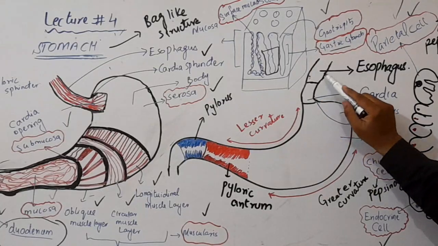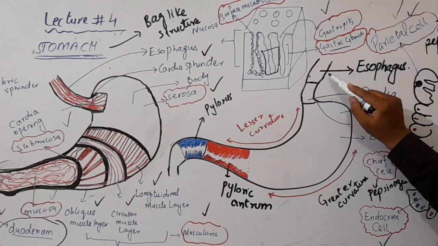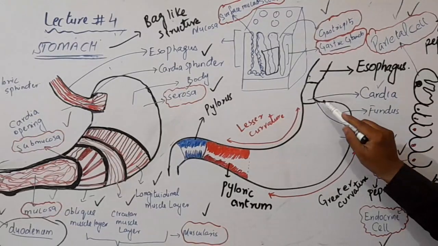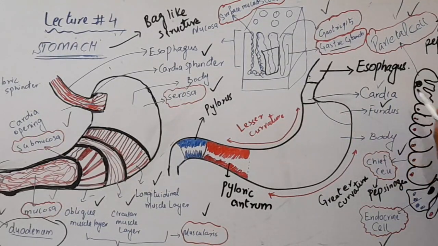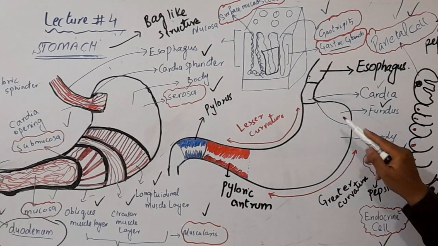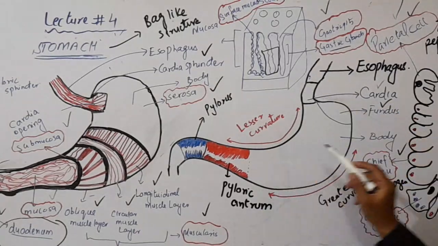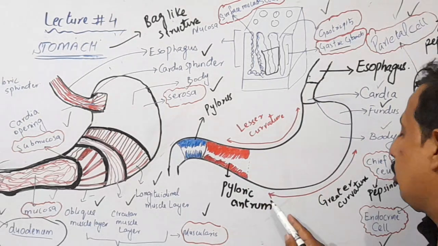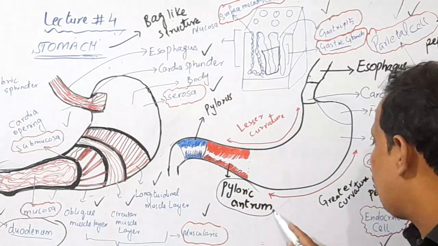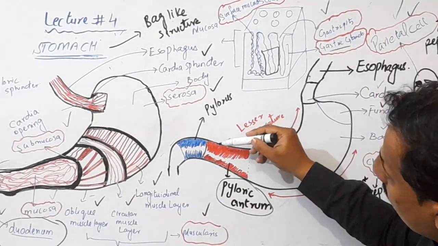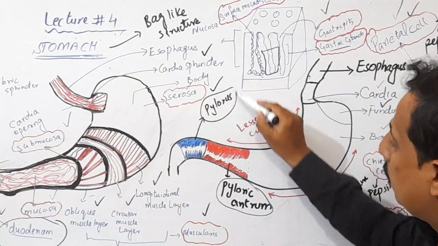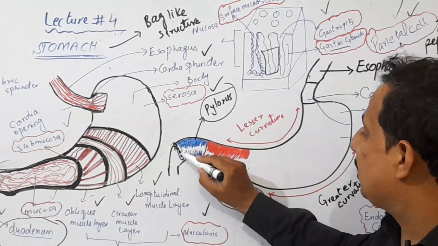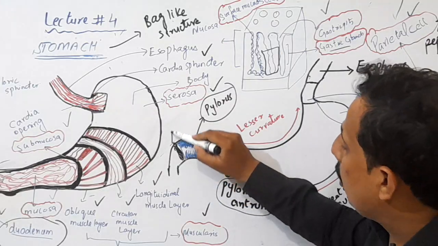First is the region that is immediate to the esophagus. This is called the cardia. After the esophagus there is a structure called the fundus. After that there is a large body. After that there is a region called the pyloric antrum, and the pyloric antrum ends at the pylorus region. At the pylorus region there is a sphincter. This sphincter is called the pyloric sphincter.